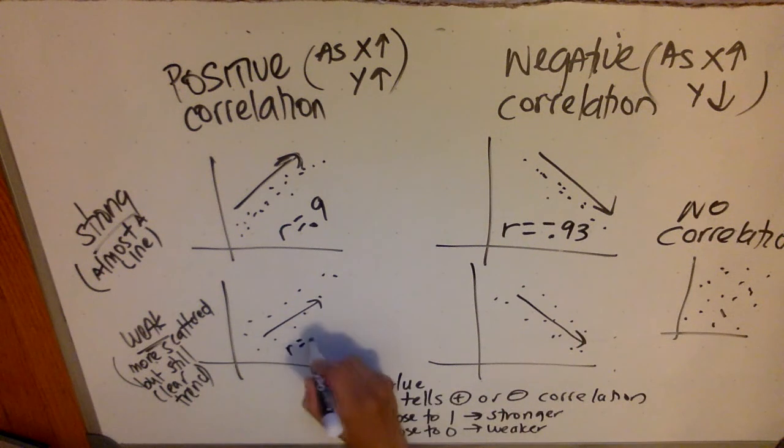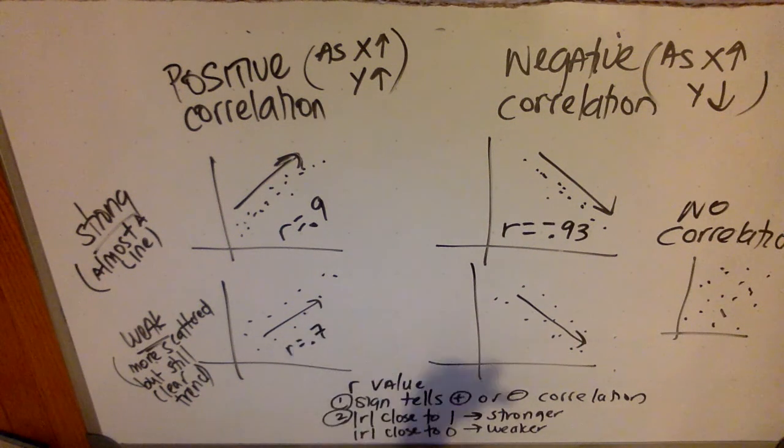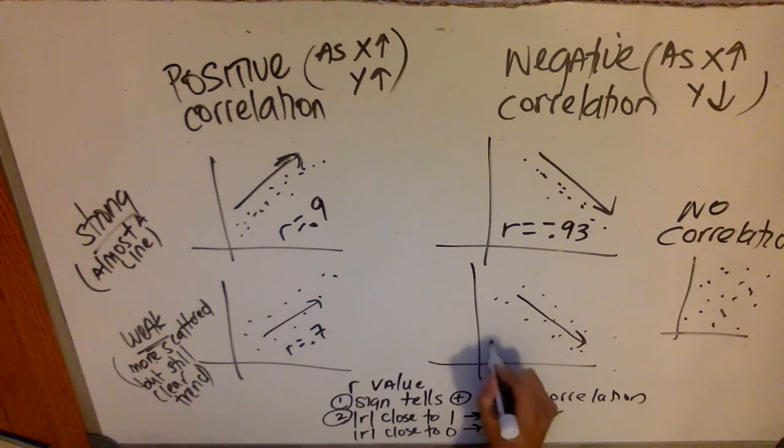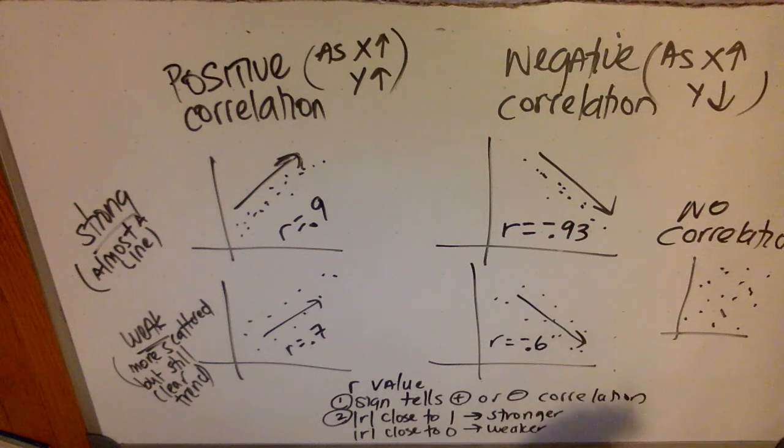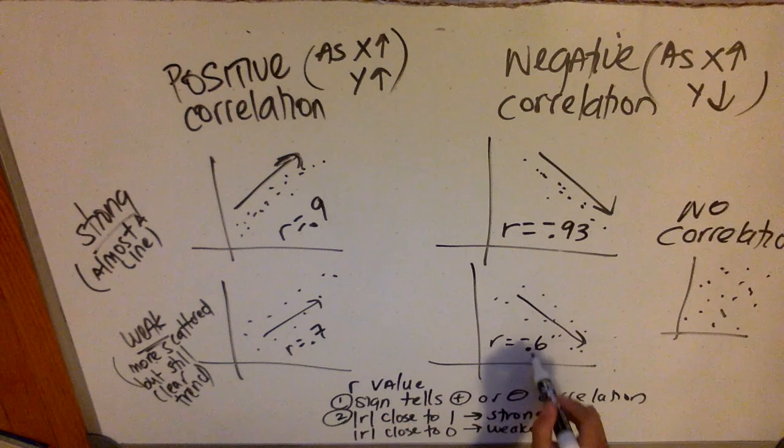This might be an R value of 0.7. It's farther from 1 and getting closer to 0, so it's weaker, but it's still positive. This might be an R value of, I don't know, negative 0.6, because again, the negative says it's a negative correlation. I'm making up these numbers randomly, just to show you the way R values work. I'll show you how your calculator finds an R value when we do calculator stuff in the next video.